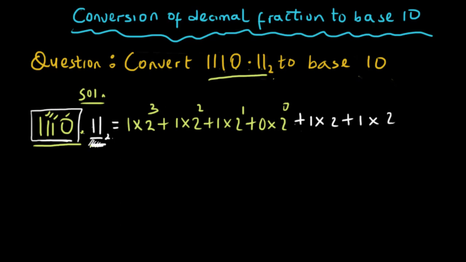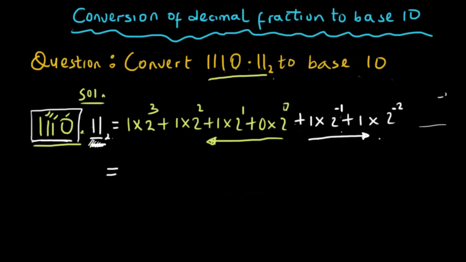Now look carefully. For the whole part, we rank from right to left. For the fractional part, we rank from left to right, while for this part, we were ranking from right to left. Do you understand? So instead of starting from 0, we start from minus 1. So this will be minus 2. If we add another digit, it will be minus 3. Do you understand? So since we've ranked, can we now simplify?